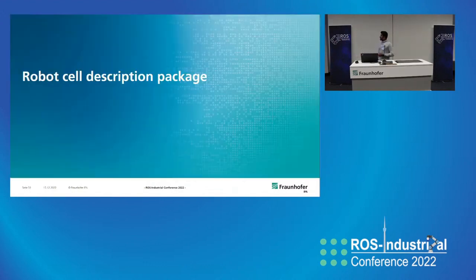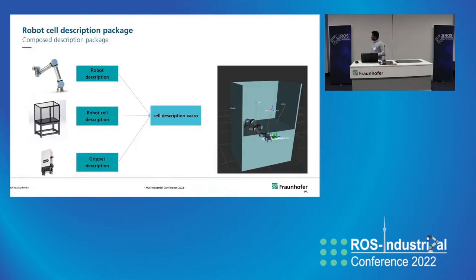And the next step is to create the robot cell description package, which is basically combining all three different packages using Xacro and creating one final cell description Xacro. And the result is something that you see on the right side. This is an RViz preview, which consists of all the robots, and the TF tree is also shown here.